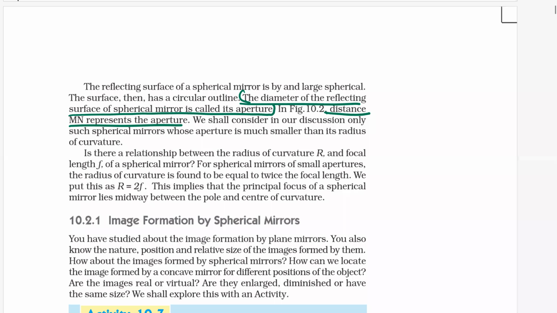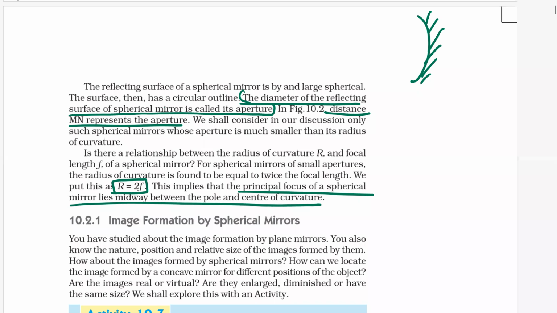If we try to find the relationship between radius of curvature and focal length, the radius of curvature is twice the focal length. If focal length is denoted by f and radius of curvature by R, then R is equal to 2f. So that means the principal focus lies midway between the pole and center of curvature. मतलब अगर ये principal axis है, ये center of curvature है, ये pole है, तो इन दोनों के mid point पे focus lie करता है.